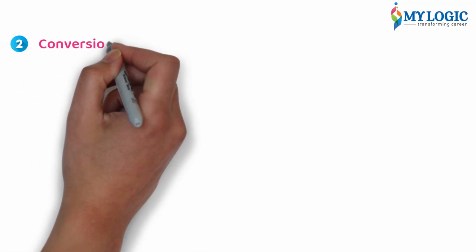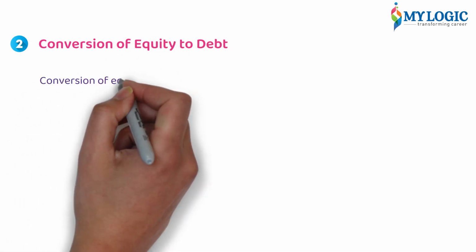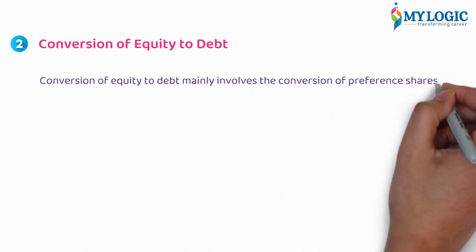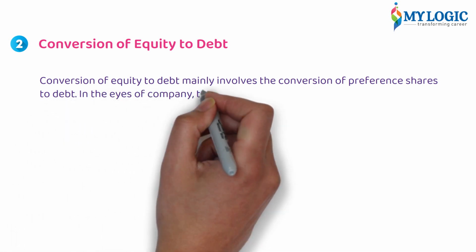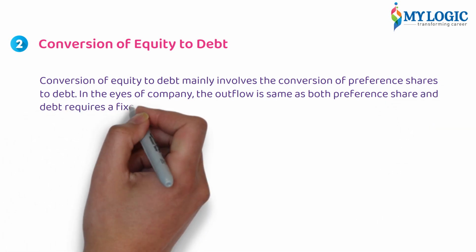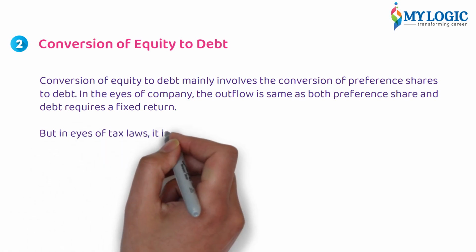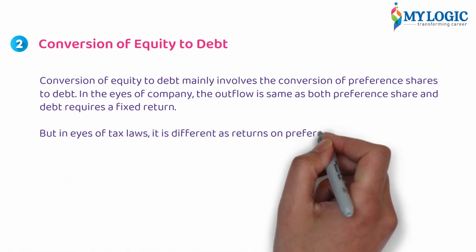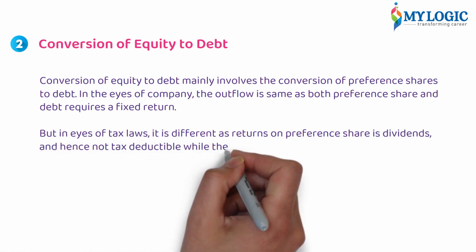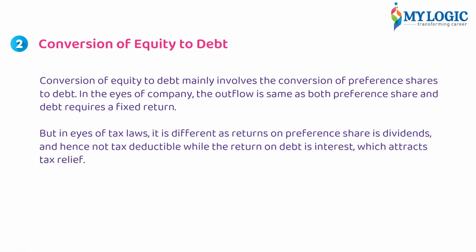Number 2. Conversion of equity to debt. Conversion of equity to debt mainly involves the conversion of preference shares to debt. In the eyes of company, the outflow is same as both preference share and debt requires a fixed return. But in eyes of tax laws, it is different as returns on preference share is dividends, and hence not tax deductible, while the return on debt is interest, which attracts tax relief.